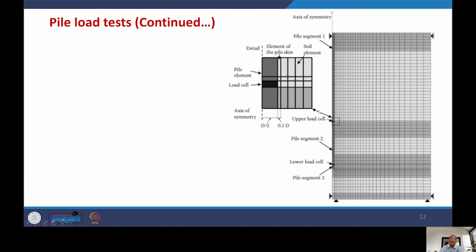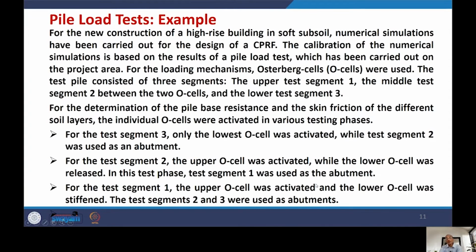And in this figure, on the side, details of the finite element mesh are shown, where one can see that the mesh is very fine near the center, but as you go away, it becomes a coarse mesh. So now the next issue is how to determine the base resistance and skin friction of the different soil layers. In that case, the individual O cells were activated in various testing phases.